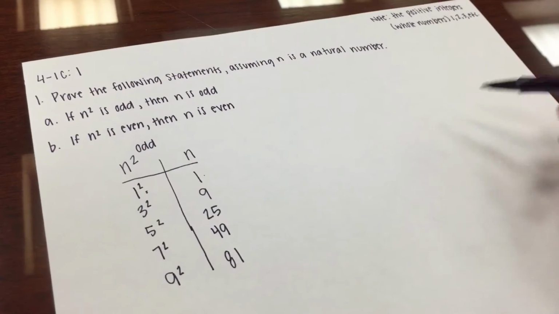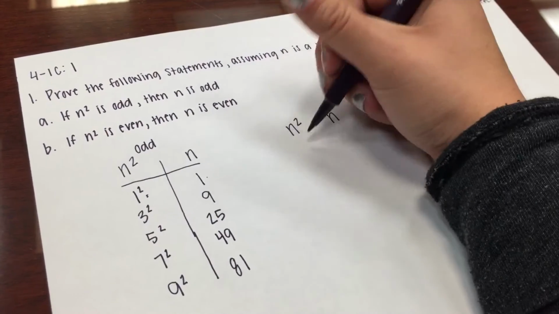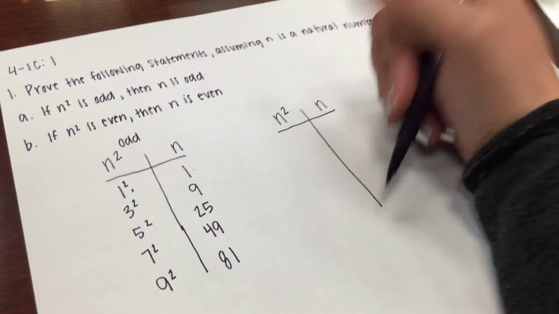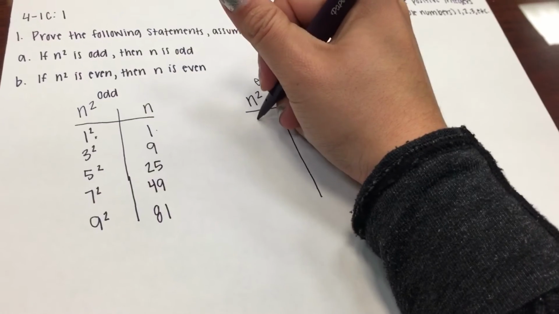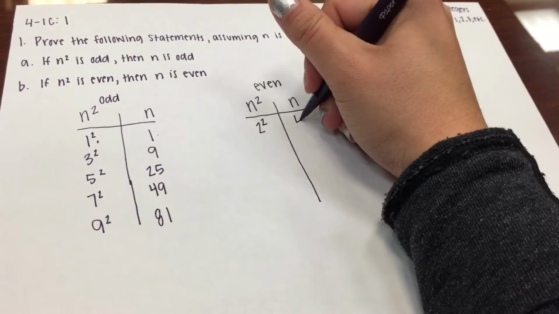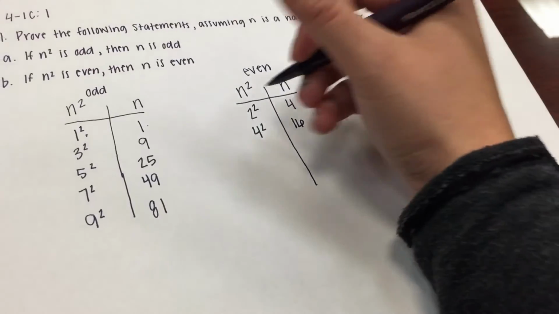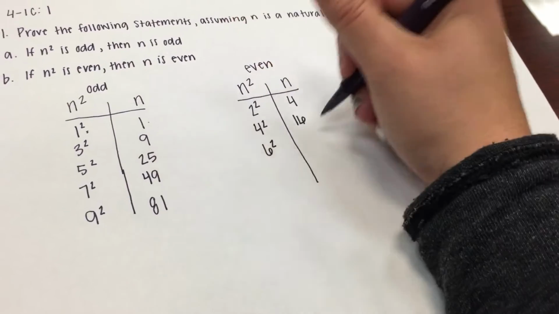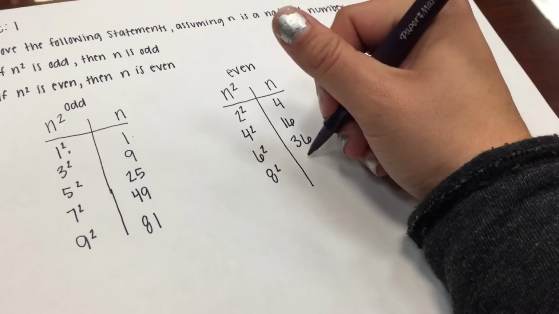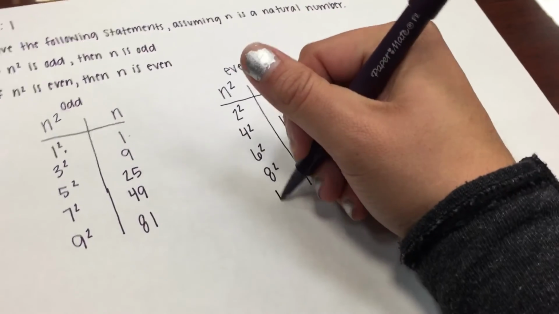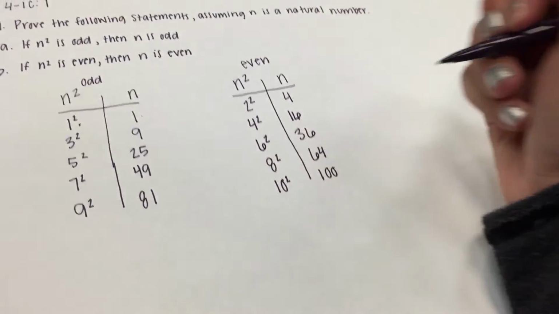Now we're going to do the same for B. So n squared and n, and these are the evens. So 2 squared is 4. 4 squared is 16. 6 squared is 36. 8 squared is 64. And 10 squared is 100.